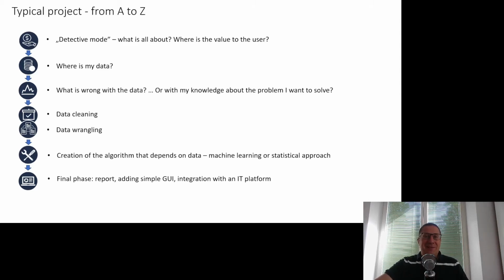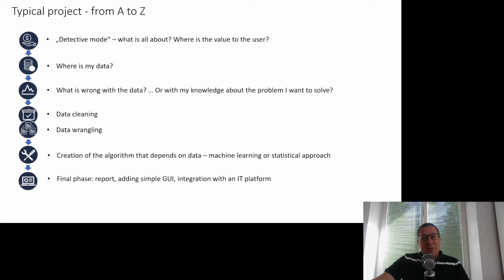So the final phase where we have to implement our AI algorithm somewhere. Maybe it will be a standalone algorithm with some simple graphical user interface, maybe a report or the scientific paper, or maybe it will be a part of the larger IT platform. So we have to add the API and discuss with software developers how to implement the algorithm within the larger structure. So now let's move forward to data cleaning and data wrangling.